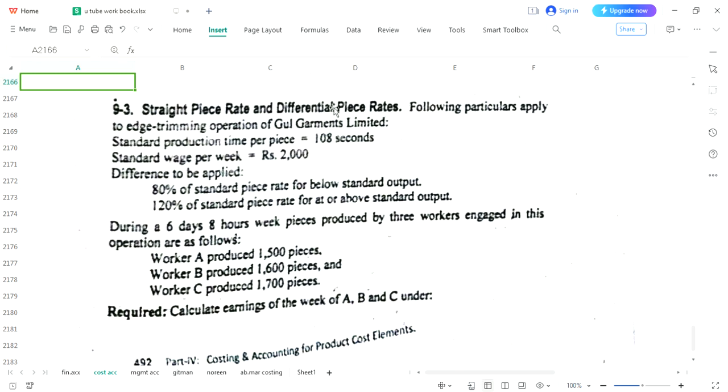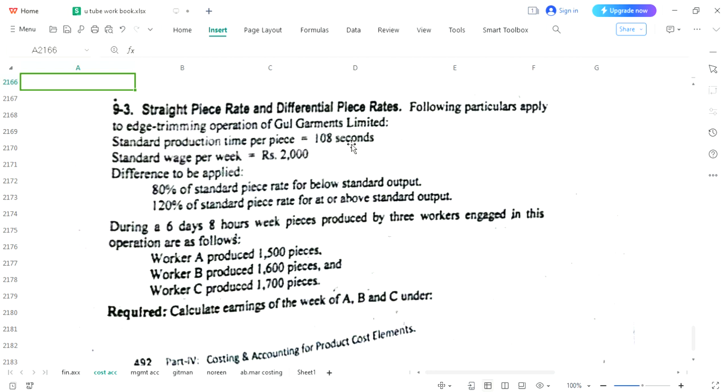Differential rate was discussed in 9.2, and I am just reminding you: if somebody is doing good work and manufacturing more units than the standard settled in the factory, he would be awarded an extra amount of wage, and if a worker is producing fewer units than the standard, he would be discouraged, and the wages paid would be less than the original amount of wage. Good work, additional wages. Bad work, deduction of wages.